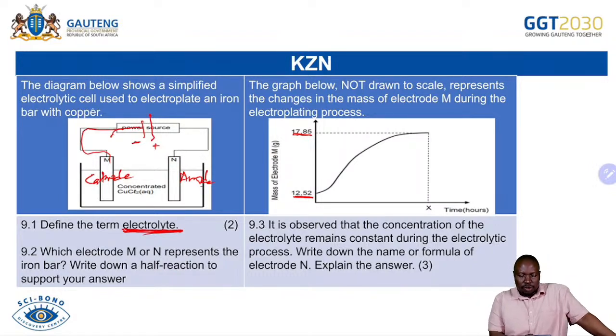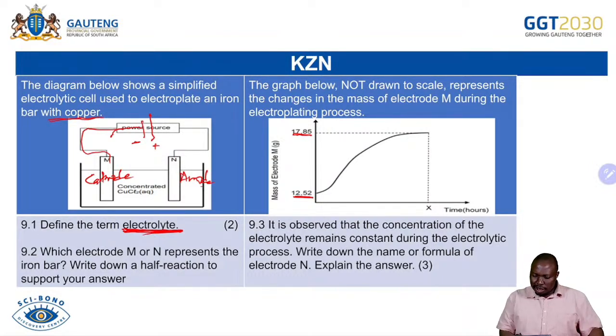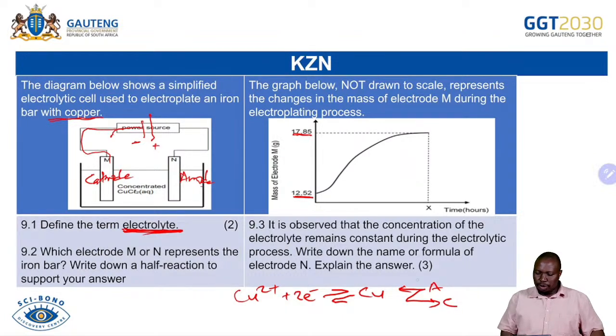They are saying electrolytic cell used to electroplate an iron bar with. Remember what I said. When they say with, all you have to do is say the only reaction that is taking place here is the copper 2 plus 2 electrons, as it appears on the table, forming copper. I said you write your Z and you say at the anode we go backward, at the cathode we go forward. So the first question was which electrode, M or N, represents the iron bar. The iron bar must be here at the cathode, which will be your M. Why? Because it's the one that is being electroplated with your copper, because it's increasing in mass.